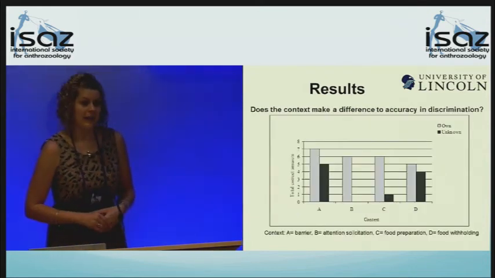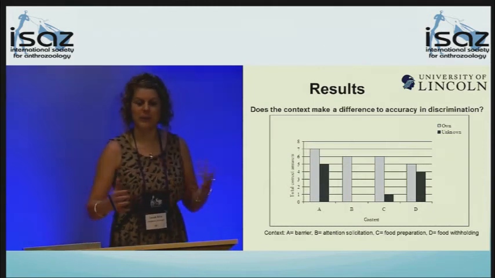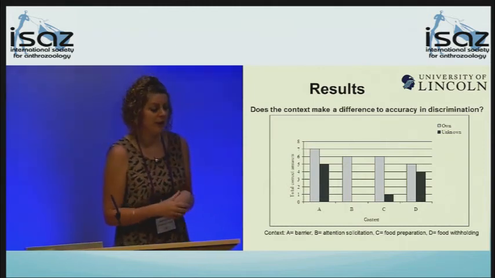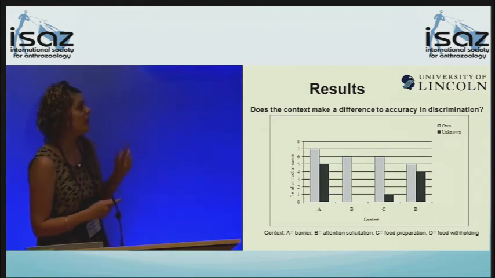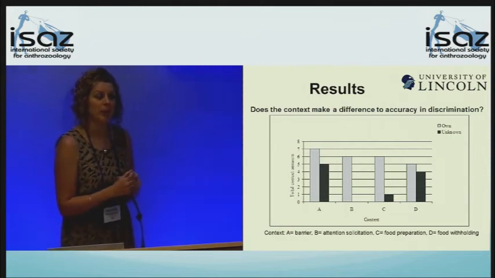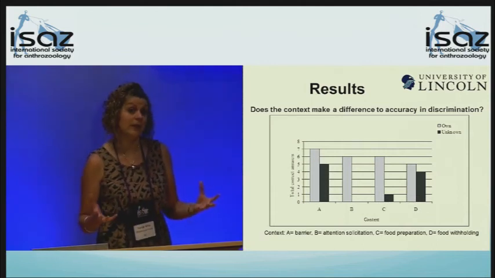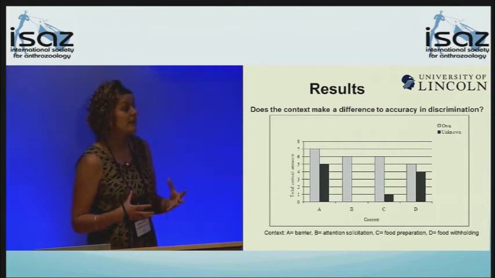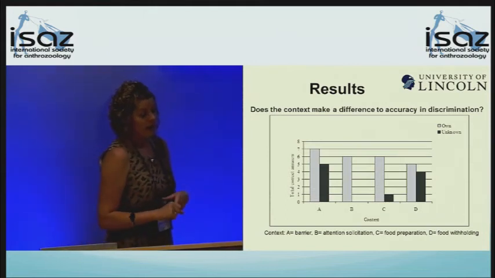And then we were interested: are people better at identifying one context in comparison to others? Were they more likely to get one of them right? And you could see for both the known and the unknown cats, people were much better at context A. Context A was a barrier, which was probably considered the most negative of all the contexts that the vocalizations were emitted in. And that's quite interesting for 2 reasons, really.